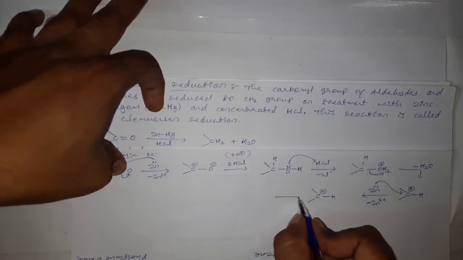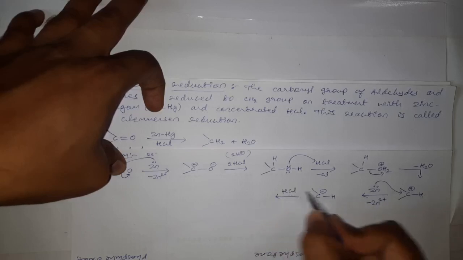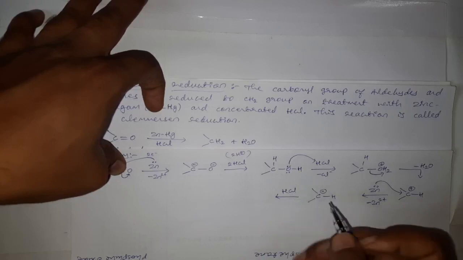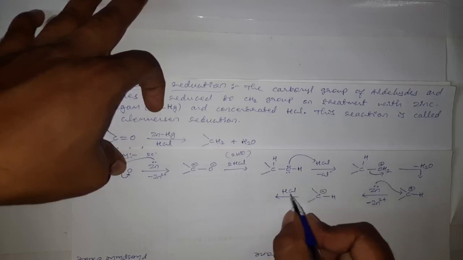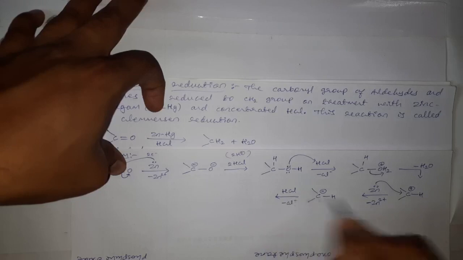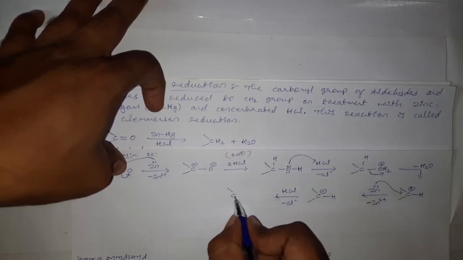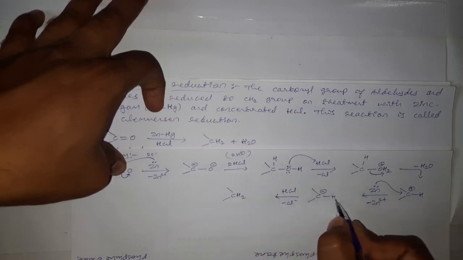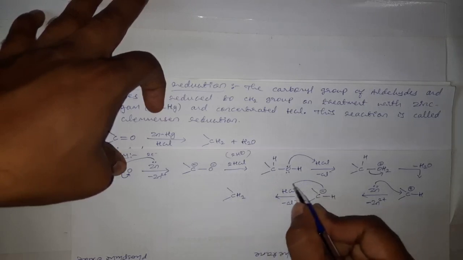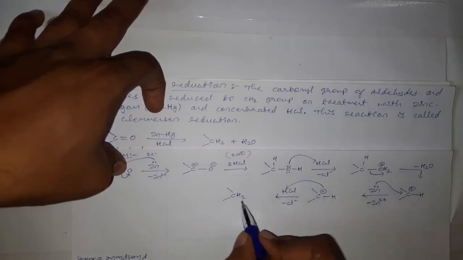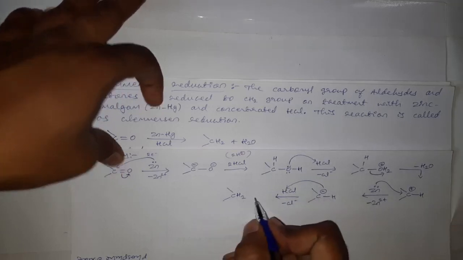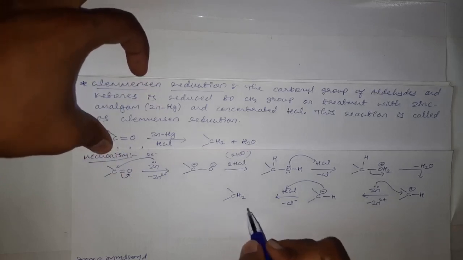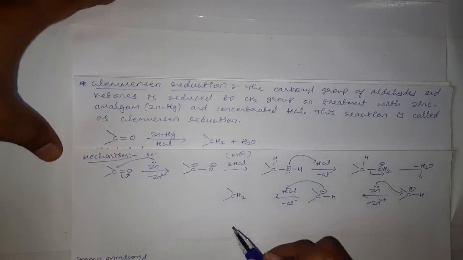When this is treated with one more molecule of hydrochloric acid, this negatively charged carbon will abstract a proton, H plus, and the Cl will go out as Cl minus. Already one hydrogen is there, and after abstracting this hydrogen we get CH2, which is the reduced form of the carbonyl compound. This is the reaction mechanism for Clemmensen reduction.